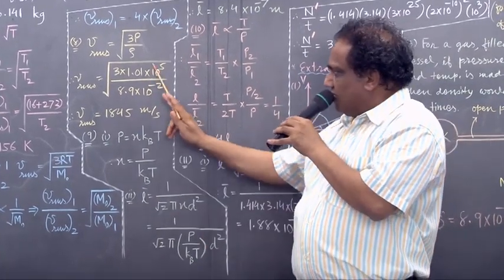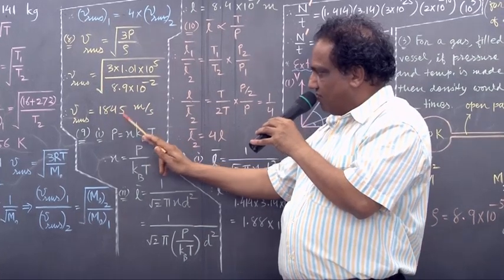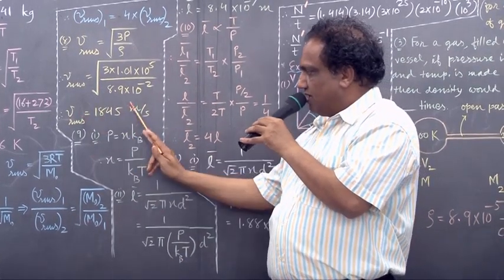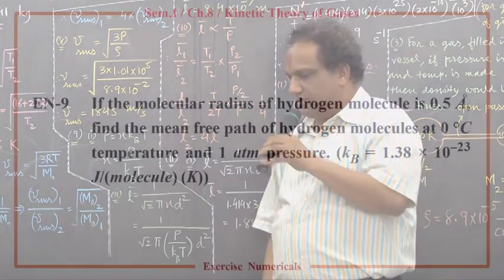Now, this answer is 1845. Unit of velocity is meter per second. Next.